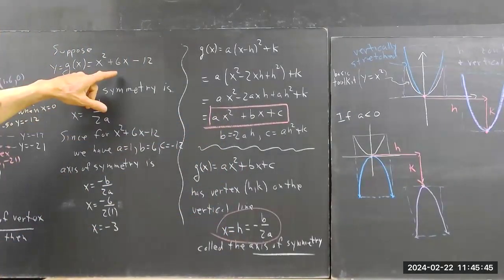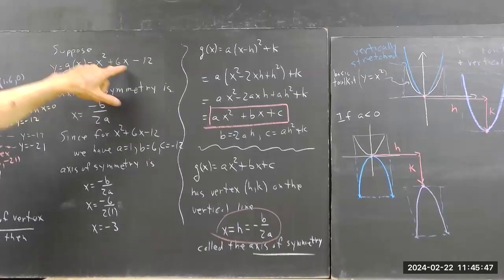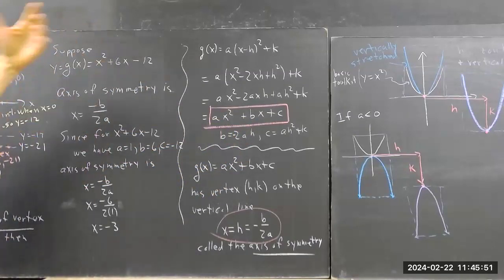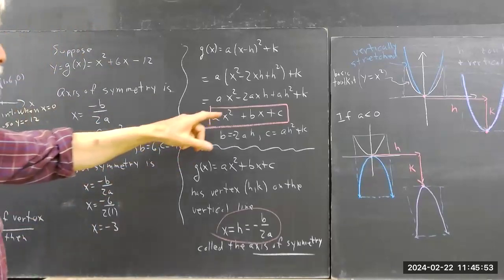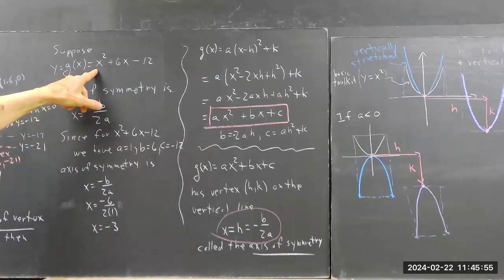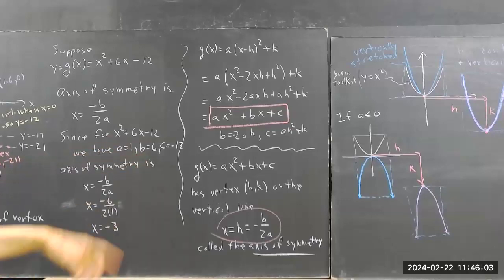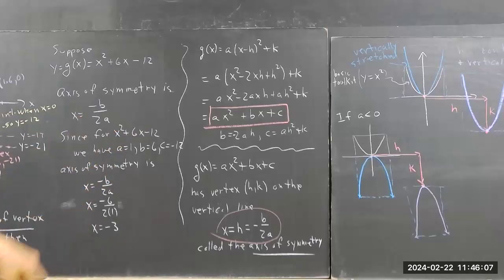So what is b here? Well, it's 6. It's what's in front of x. It's the coefficient of x. You divide that by 2a. What's a? It's the coefficient of x squared, which is 1. So you do negative b over 2a with a equal 1, b equals 6, and c is your negative 12 there. We don't need that for the axis of symmetry. And you get the formula for the axis of symmetry, which is x equals negative 3.